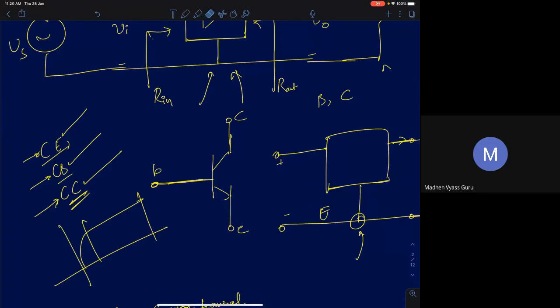So the only other possibility is to use base as the input and collector as the output. If I use base as the input, even before you do any calculations, you automatically know the collector current will be beta times IB.